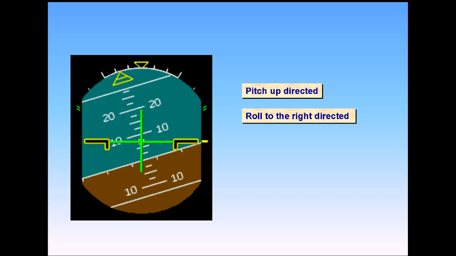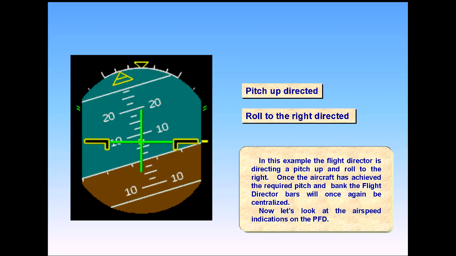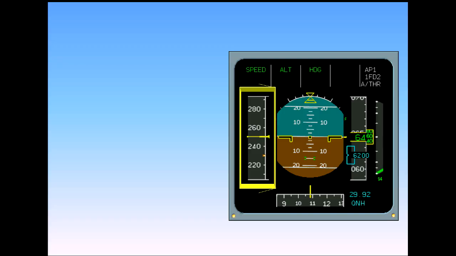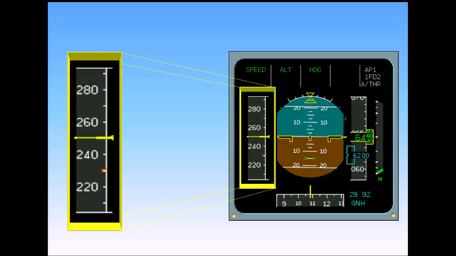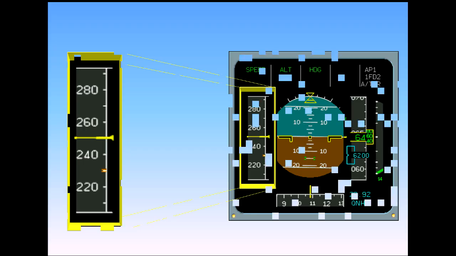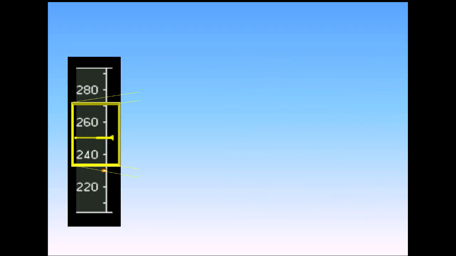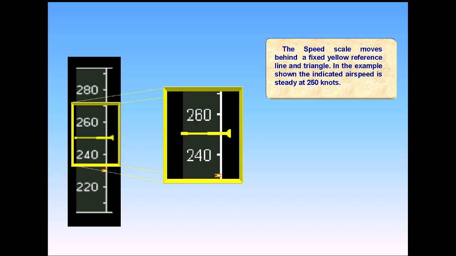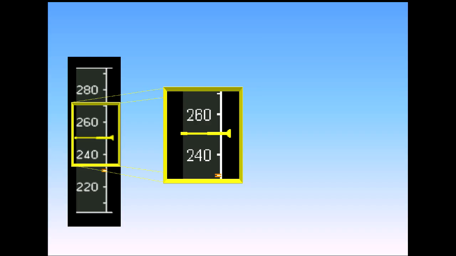Now let's look at the airspeed indications on the PFD. The speed scale moves behind a fixed yellow reference line and triangle. In the example shown, the indicated airspeed is steady at 250 knots. When the aircraft is accelerating or decelerating, a speed trend arrow appears. This arrow shows the value that will be attained in 10 seconds if the acceleration remains constant. In the example shown, the aircraft will decelerate to 240 knots in 10 seconds.